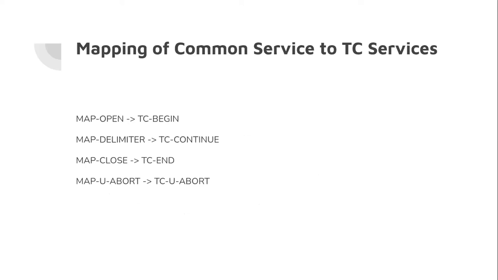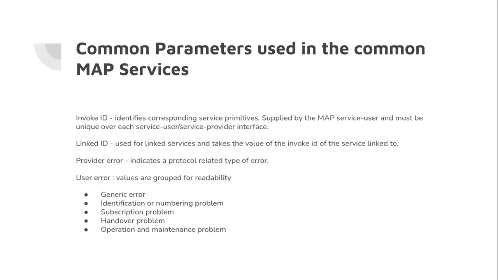We are going to look at some mapping of these services to the TCAP services. The MAP open is mapped to the TCAP begin, or you can just call it TC begin. The MAP delimiter is mapped to the TCAP continue. Then we have the MAP close, which is mapped to TCAP end. These are just examples. The MAP UABORT is mapped to the TCAP UABORT, user abort, so you can be sure that you have the provider abort also, and it is the same for TCAP.